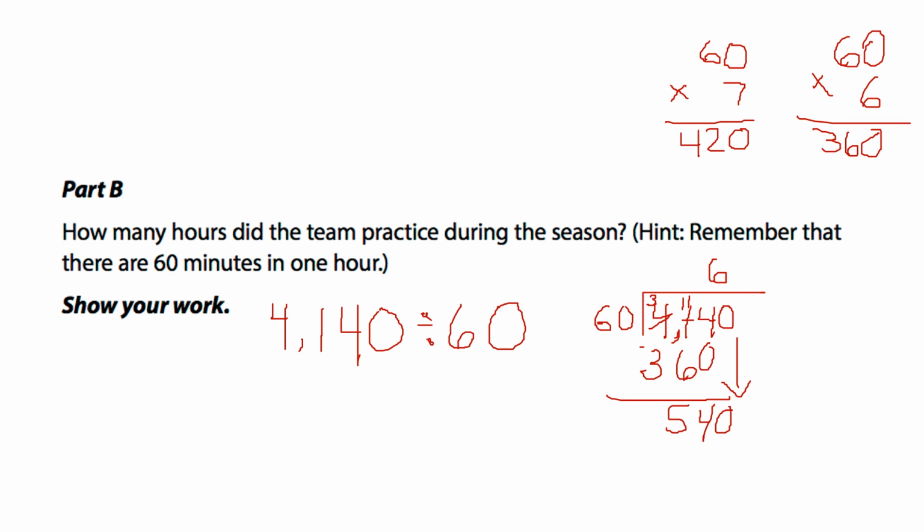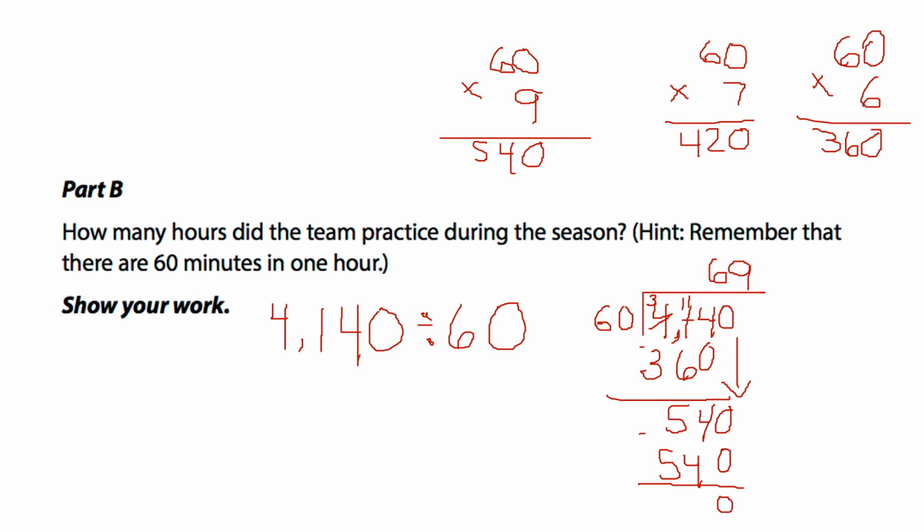So I'm going to try my guess and check method again. So I know my number is going to have to be higher than 7. So let's do 60 times 9. Let's see what happens. 9 times 0 is 0. 9 times 6 is 54. And would you look at that? It is exactly right. So 9 times 60 is 540. We subtract. We get 0, which means that we are done.